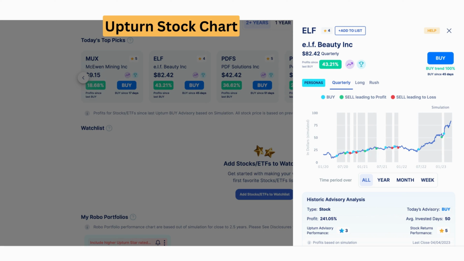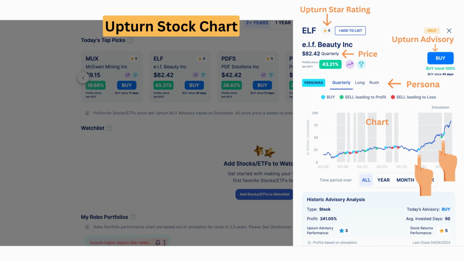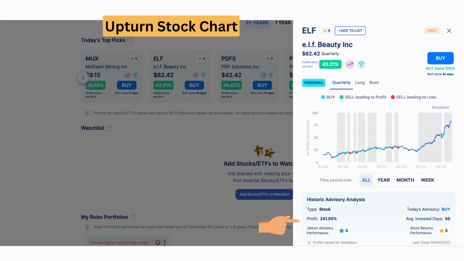Upturn's chart for stock/ETF provides details of the stock such as its Upturn star rating, stock price, current advisory based on the persona chart, which provides over 2 years of historic buy and sell advisories. The buy recommendation and its corresponding sell recommendation as per Upturn AI are showcased by the vertical gray bars in the chart. The chart also shows the simulated profit over the last 2+ years following an Upturn advisory. It also shows the average invested days of all the buy followed by sell advisory.